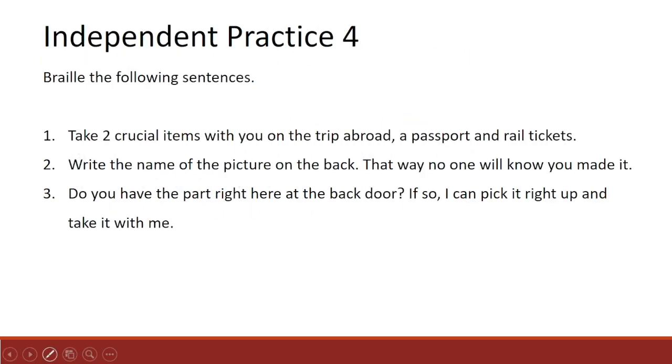Here is independent practice 4. Braille the following sentences. When you are finished, advance to the next slide for answers. 1, period. Take 2 crucial items with you on the trip abroad, comma, a passport and rail tickets, period. 2, period. Write the name of the picture on the back, period. That way, no one will know you made it, period. 3, period. Do you have the part right here at the back door, question mark? If so, comma, I can pick it right up and take it with me, period.